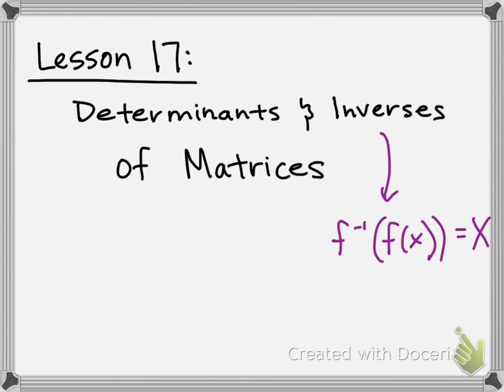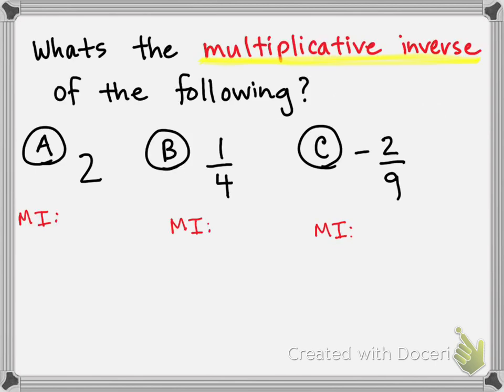These are things that you learned back in middle school. So what is the multiplicative inverse of the following? Basically, what number would make, in this case, example A is 2. So what number times 2 would equal 1? The multiplicative inverse would be 1/2. For B, what number times 1/4 would equal 1? Well, the multiplicative inverse would be 4. For C, what's the number that would multiply -2/9 to give you 1? Well, that'd be -9/2. Your goal is to get 1. You want the identity multiplicative number, which is 1.